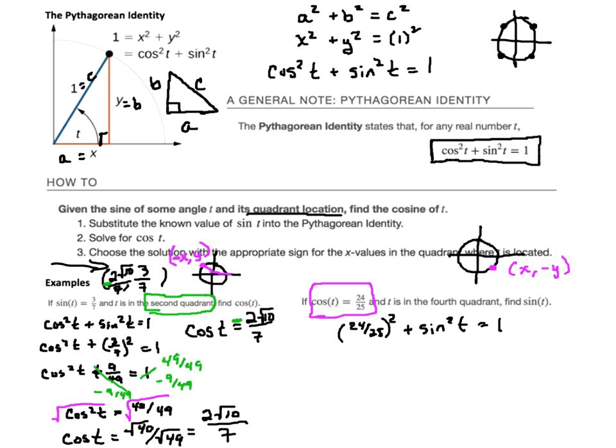Okay, so 24 squared, if I'm not mistaken, is 576, but let me put it into my calculator to be on the safe side. Yes, so this is 576 over 625 plus sine squared t equals 1. Now I'm going to subtract 576/625 off of both sides.